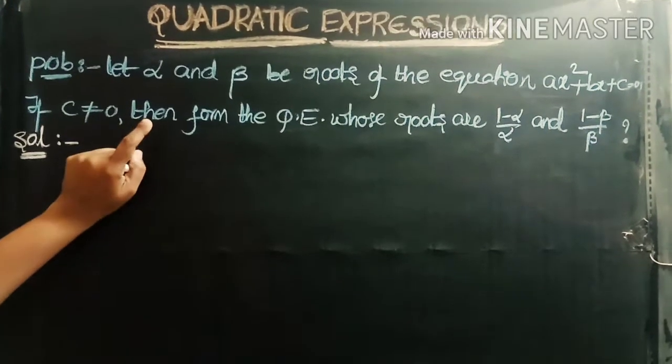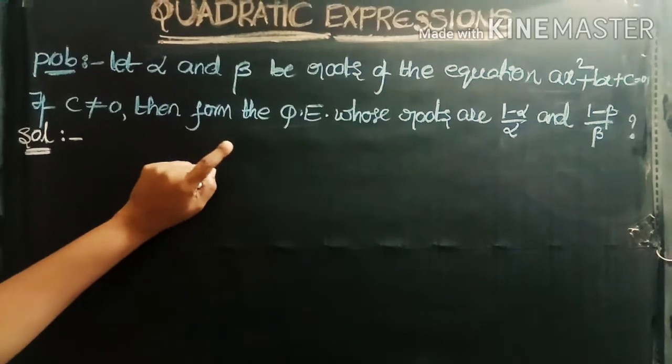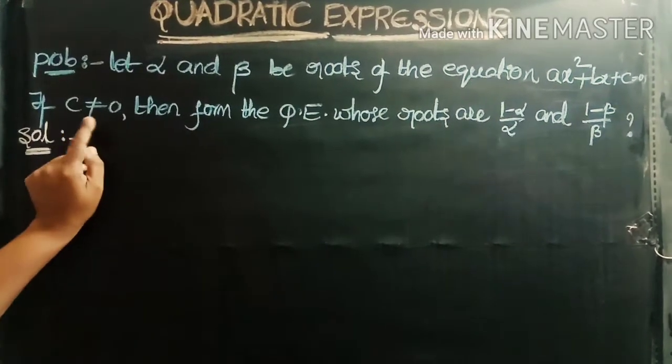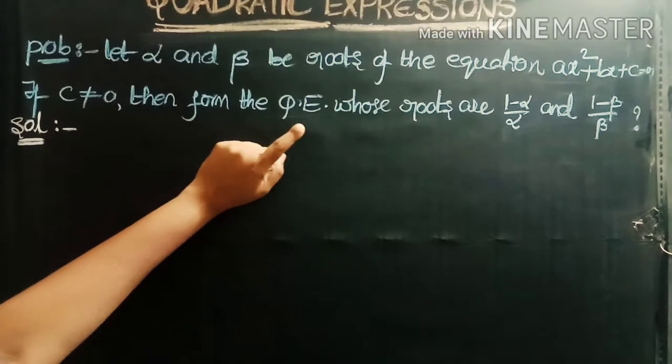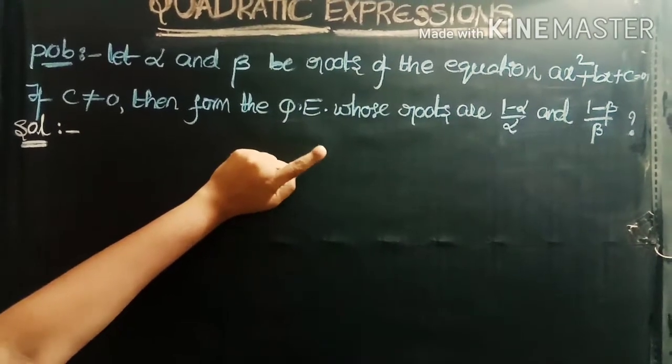Next problem: let alpha and beta be the roots of the equation ax² + bx + c = 0, and if c is not equal to 0, then form the quadratic equation whose roots are (1 - alpha)/alpha and (1 - beta)/beta.